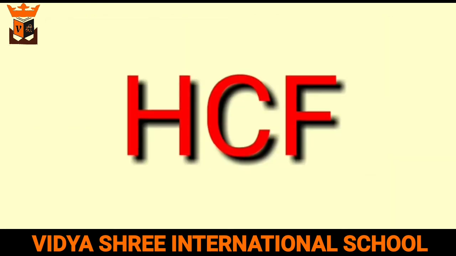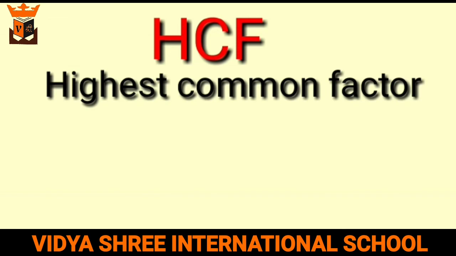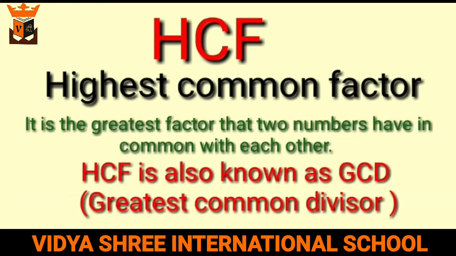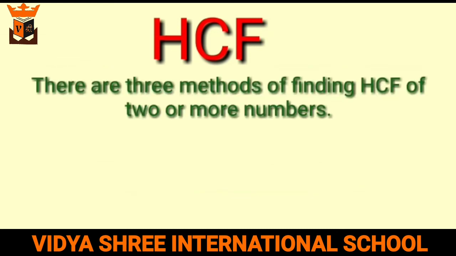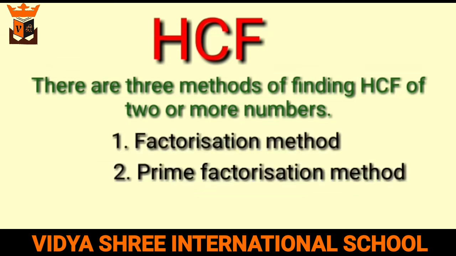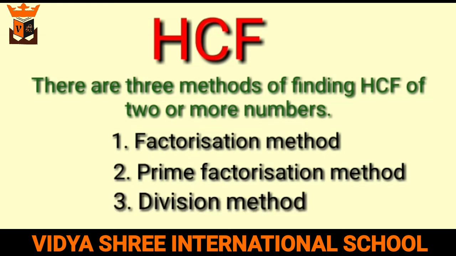HCF is the highest common factor. It is the greatest factor that two numbers have in common with each other. HCF is also known as the greatest common divisor. There are three methods of finding HCF of two or more numbers. First one is factorization method. Second one is prime factorization method. And the third one is division method.